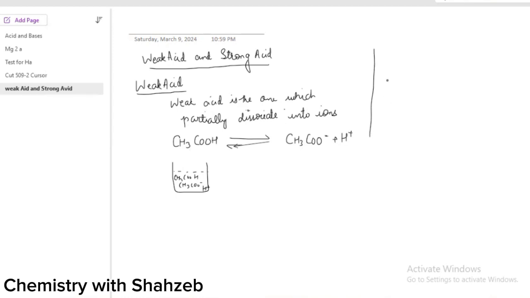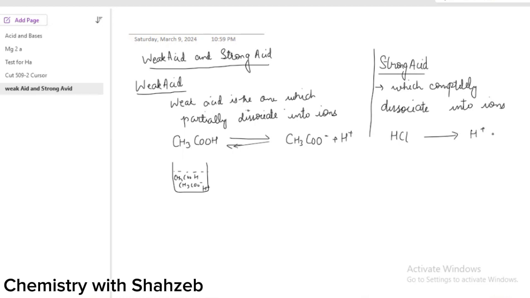So what is the definition of strong acid? Strong acid is the one which completely dissociates into ions. For example, if we have HCl, when we put it in water, it would be completely split up into its ions. When it is dissolved in water, there would be H positive ion and chloride ion. No HCl would be present here because it is already split up into its ions. This is the difference between the weak acid and the strong acid.